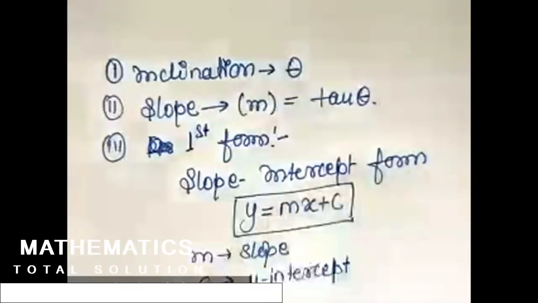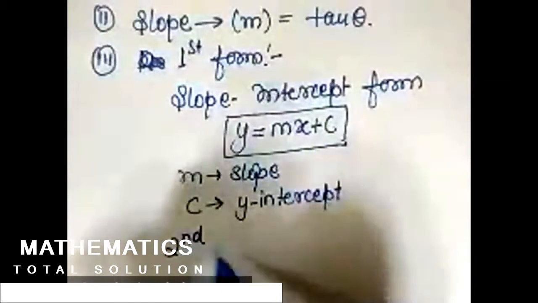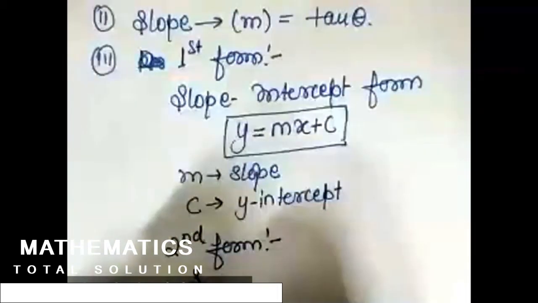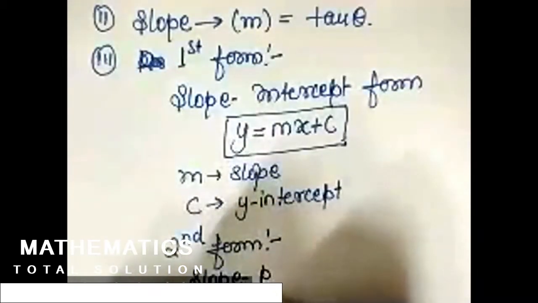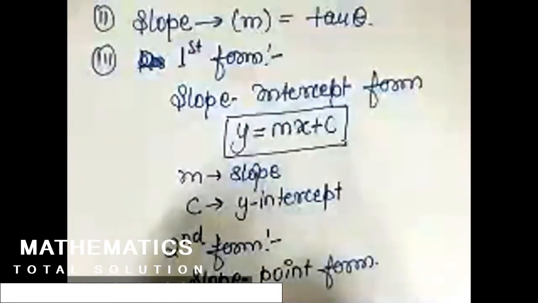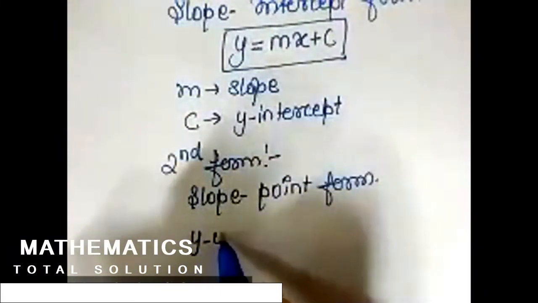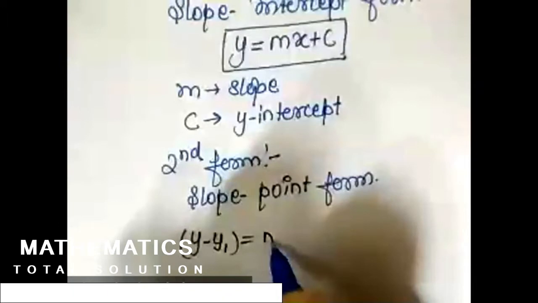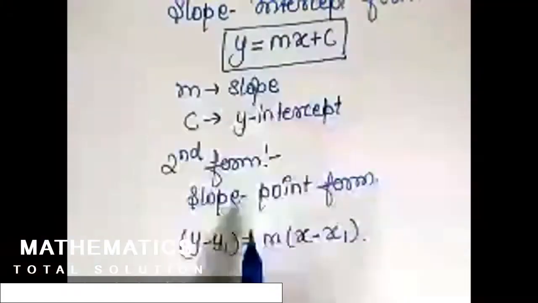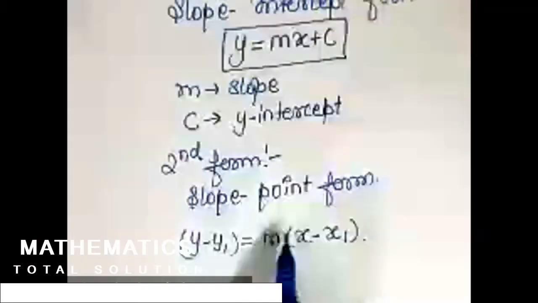Is this clear? Now, the second form of the equation of a line, or the second formula, is slope point form. Now, slope point form is exactly the same, beta, as y equals mx plus c. So this equation is y minus y1 equals m(x minus x1). Almost similar to this. Sequence is same. This side is y, even here it is y. M, and x and x.